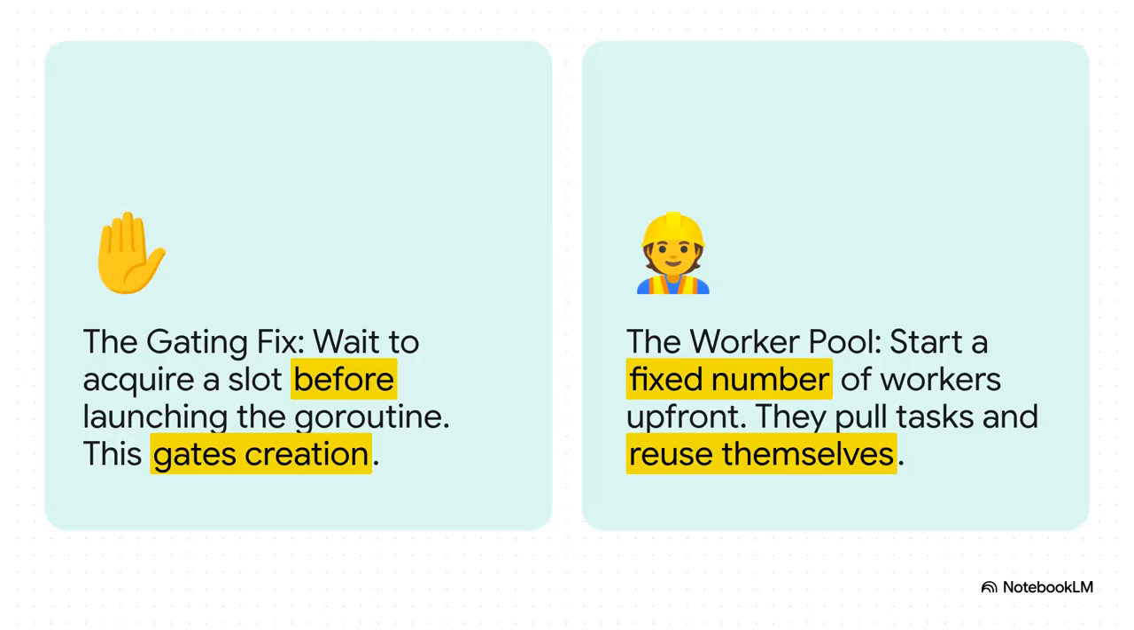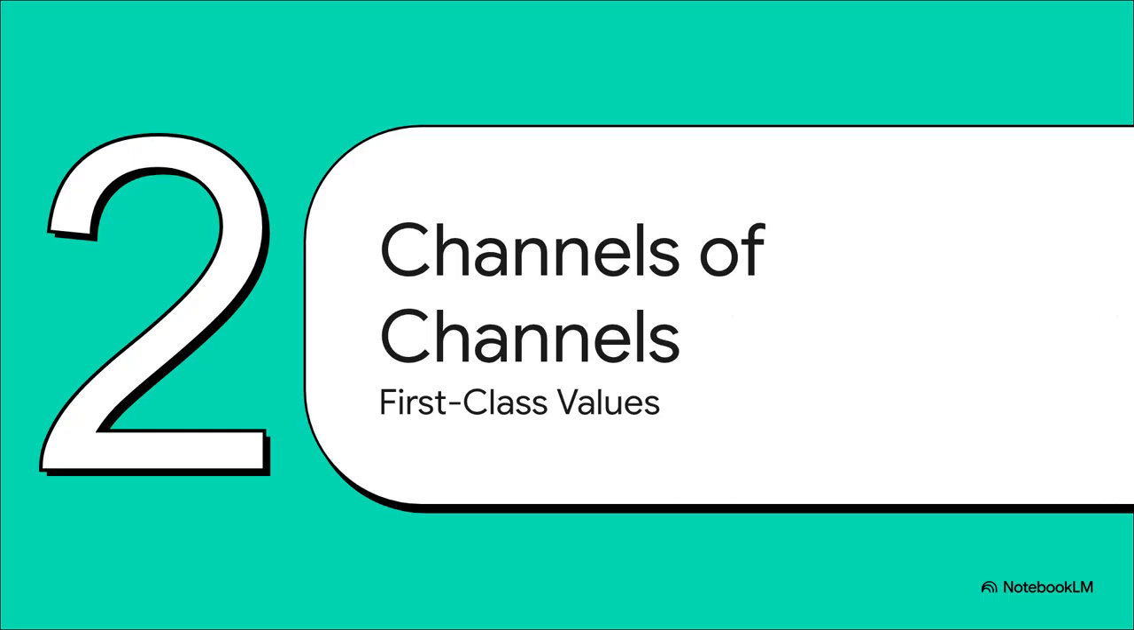Oops. So this is what programming is all about, right? You find a flaw, you refine your solution. The gating fix is a pretty good improvement. You grab the slot before you even create the Go routine. That stops the memory leak. But the worker pool pattern? That's often the gold standard. You create a fixed number of workers up front, they just pull jobs from a queue and are constantly reused, which is incredibly efficient.